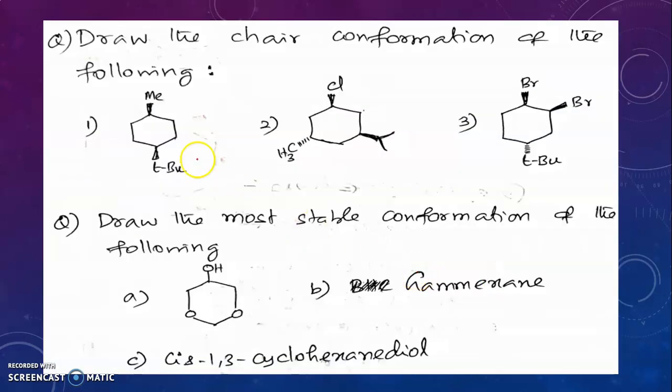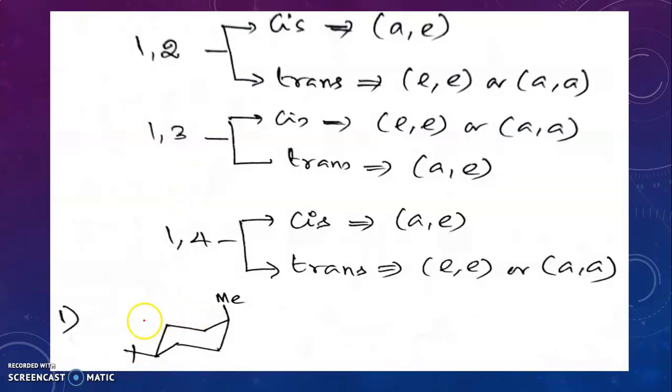So, for the first compound, since it is 1,4 substituted and it is cis, therefore one group should be equatorial, the other group should be axial. And you know very well, larger group prefers to occupy equatorial position. So this is the chair conformation for that compound.